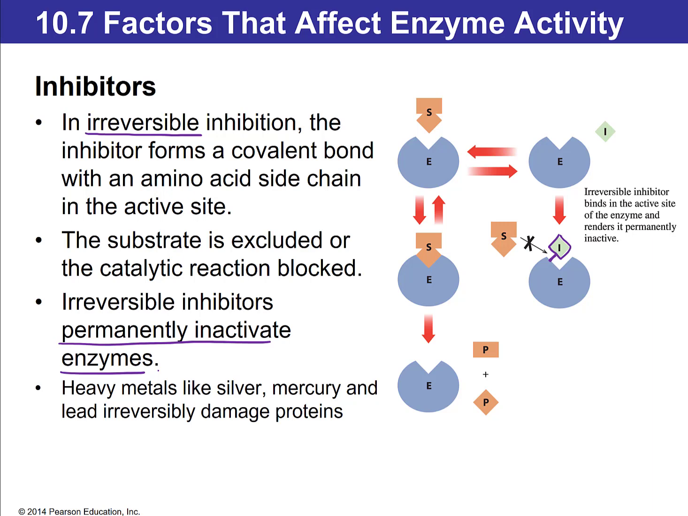And this is one of the problems that you have with silver, mercury, lead. So these ions will bind to proteins and not release them. And if they're bound to the protein, it ends up affecting the shape. And they're not going to release or move off. And so then you end up losing whatever function that protein had.